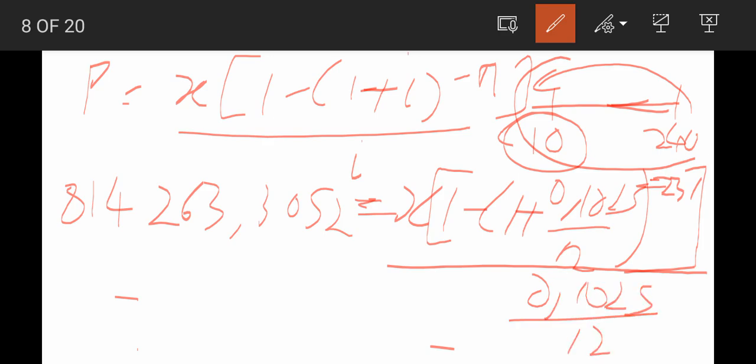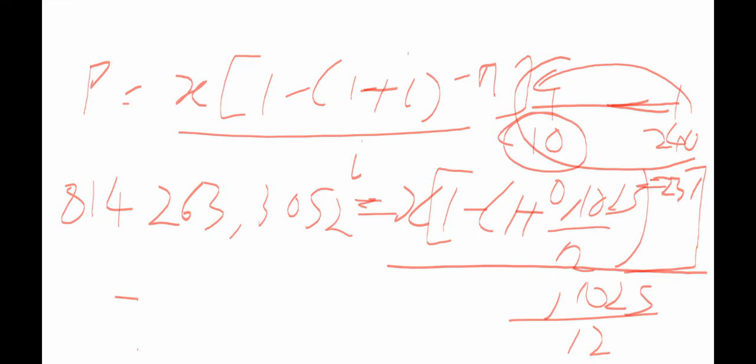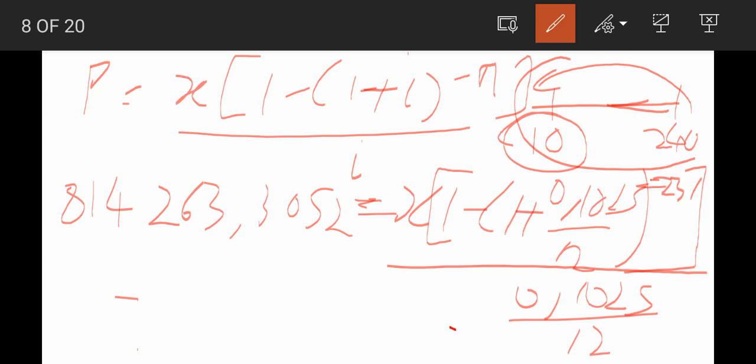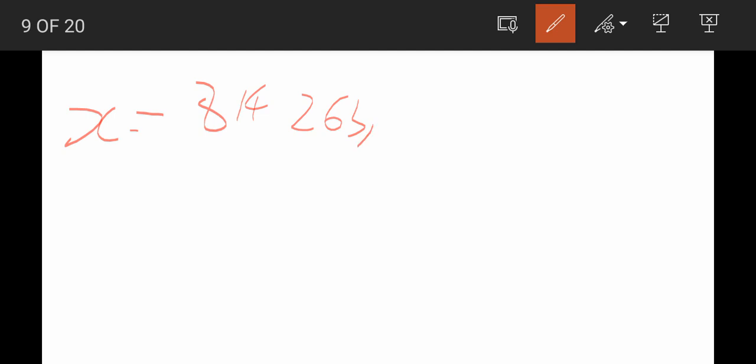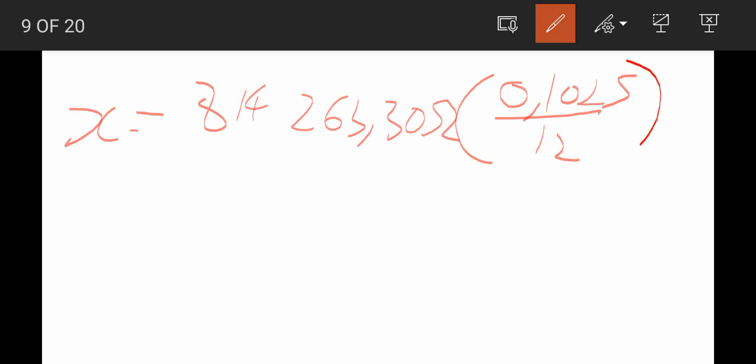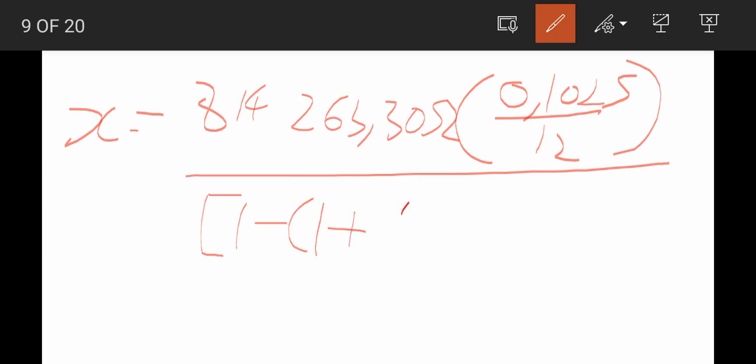over 0.1025 over 12. Then what are you supposed to do from now on? You can just cross multiply. Take this one, cross multiply it with that one. So let's do our math. I'm gonna end up with X equals to 814,263.3052. Then cross multiplied with 0.1025 divided by 12 all over 1 minus 1 plus 0.1025 over 12 to the power of negative 231, close bracket.